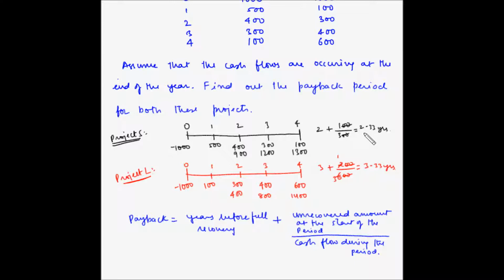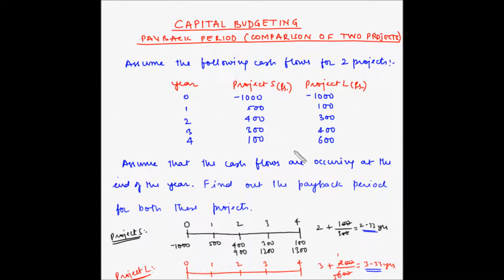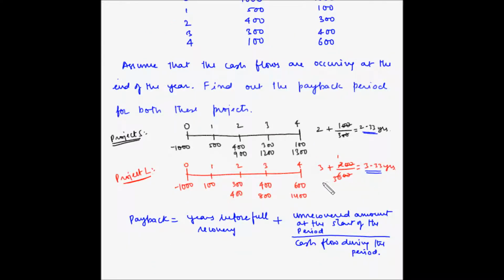So project S has a payback period of 2.33 years, while project L has a payback period of 3.33 years. So project L will recover the money later than project S. If we have to compare these two projects, preference will be given to project S as per the payback period method. Even though project L may have a much better cash flow in the later years, the payback period method ignores it and prioritizes only those projects which can recover the original capital sooner.